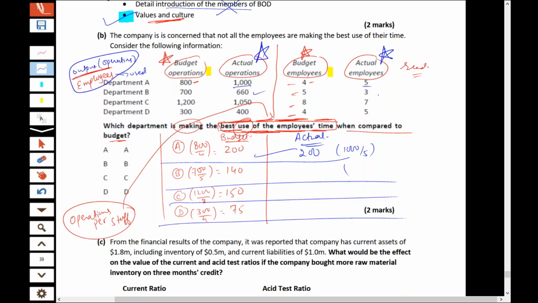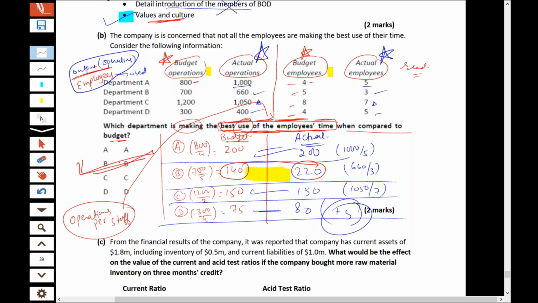Number 2, 660 divided by 3, that's 220. Then 1050 divided by 7, that's 150. And then 400 divided by 5, that's 80. See that this is the same, and this is only slightly better. But this one has a good margin: the budget was 140 and actual was 220. So department B is performing very well in terms of utilization of the staff time and skills.